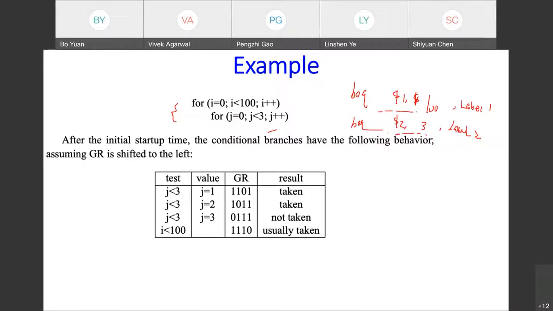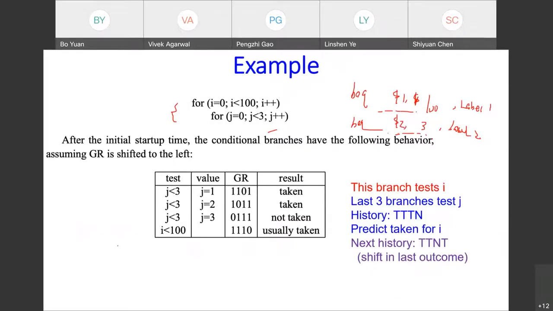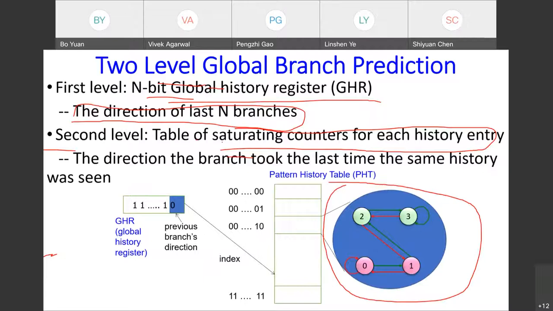So for this one, we can use the 2-level global branch predictor to perform predictions. Here we will have the so-called global history register. Notice that, for example, we assume this register can only store 4 bits. That means it can store the last 4 times of the branch history. The global history register stores the last N branch directions.